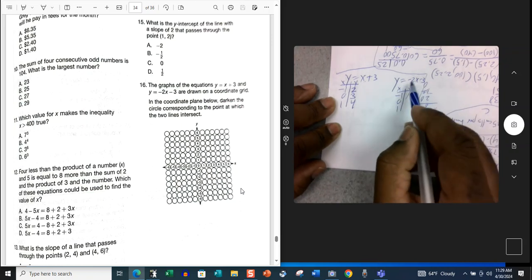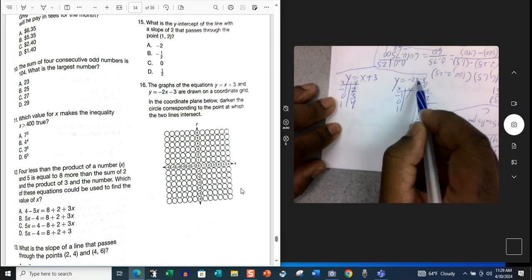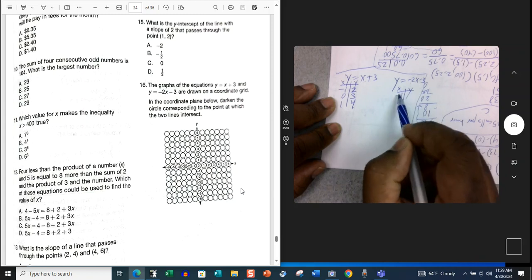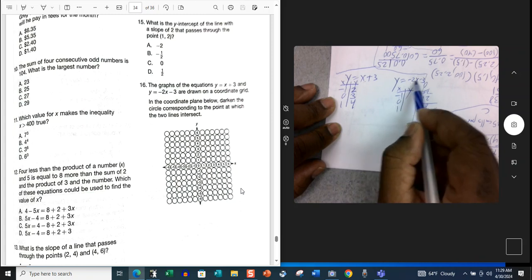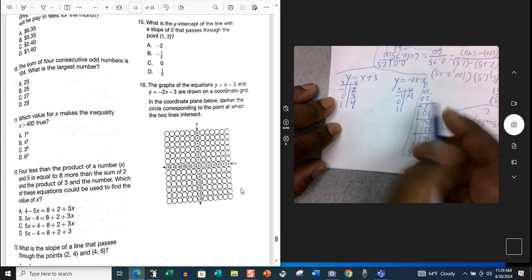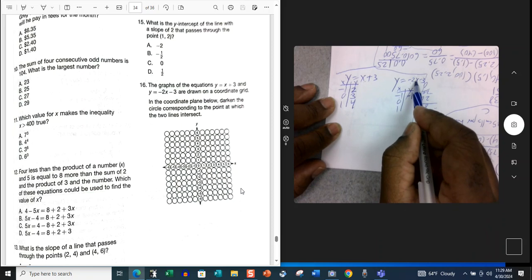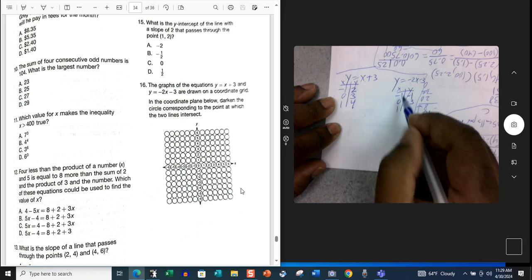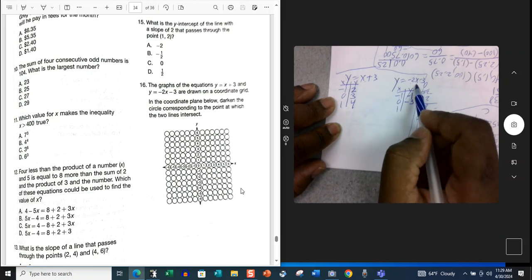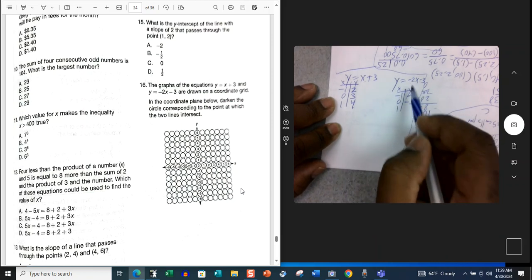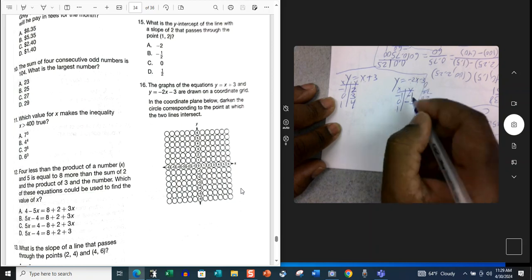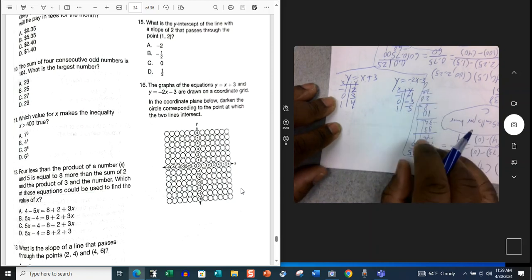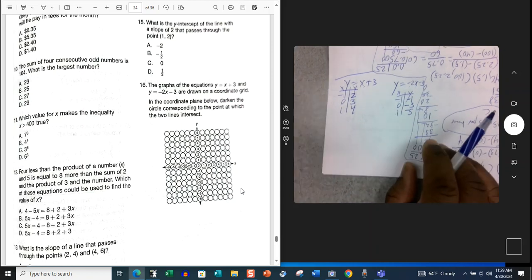Now we come here. We put in negative 1 for x. Negative 2 times negative 1 is 2, and 2 minus 3 is negative 1. We put in 0 for x. Negative 2 times 0 is 0, minus 3 is negative 3. And then if we put in 1 for x, negative 2 times 1 is negative 2, minus 3 is negative 5. So now we have these points here.